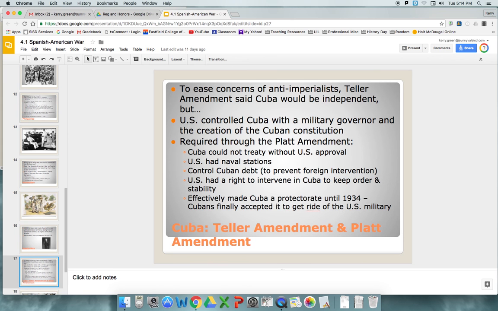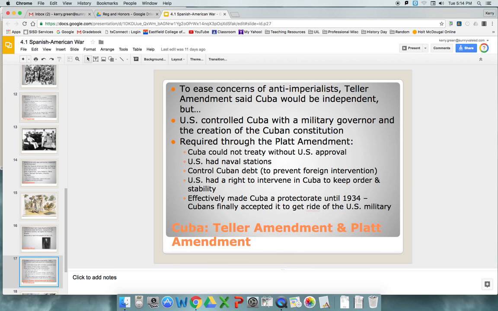Then you're going to see that in Cuba, we initially had this idea of Cuban independence. And before we went to war, one of the factors for the anti-imperialists to be okay with the Spanish-American War was that there had to be this amendment that Cuba would be independent. So that's what we call the Teller Amendment, okay? They passed this along with the act of war. So Cuba's going to be independent, except after the war's over, the United States isn't so sure they're comfortable with that. So basically, they go back and redo this, and they call this the Platt Amendment.